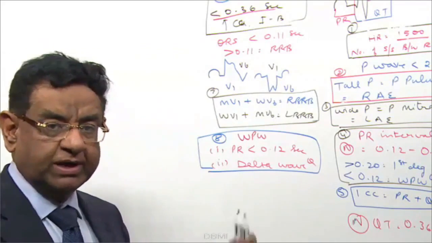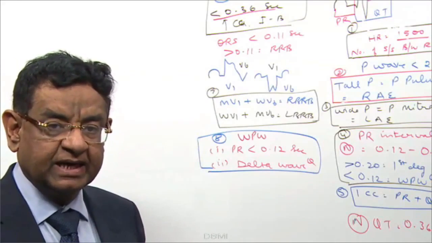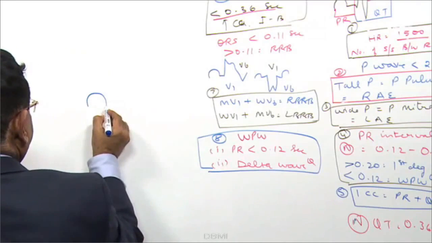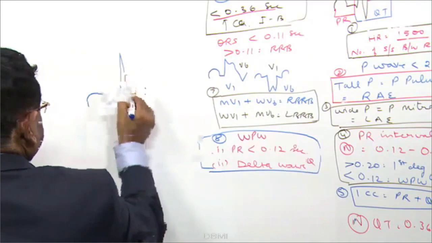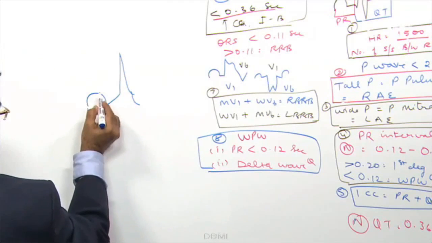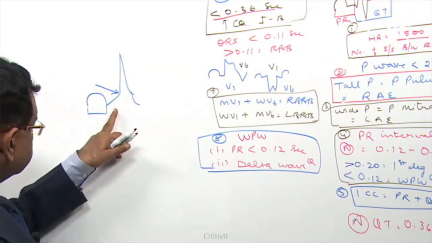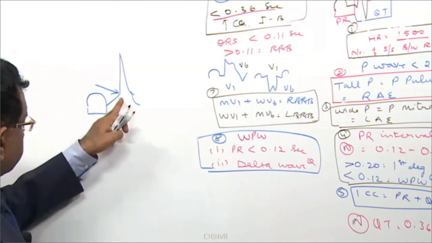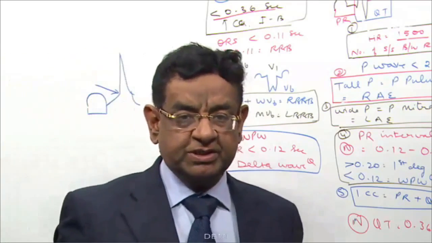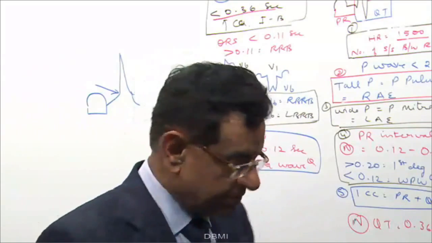You made a box. Now let's learn what exactly is the delta wave. In delta wave, the PR interval is short, plus you get a notch in the ascending limb of R wave, that we call delta wave. So short PR interval and notch in the ascending limb of R wave is delta wave. This is just to make you understand the subject; the delta wave is seen in WPW syndrome.